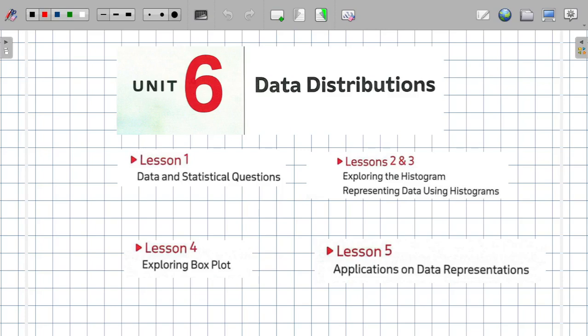Our lesson today is the first unit of the 6th grade curriculum for the academic year 2024-2025. It talks about data distribution, made up of 5 lessons. The first and third lessons are about exploring the histogram and representing data using histograms. The fourth lesson is about the box plot and exploring the box plot. And the fifth lesson is about applications on data.